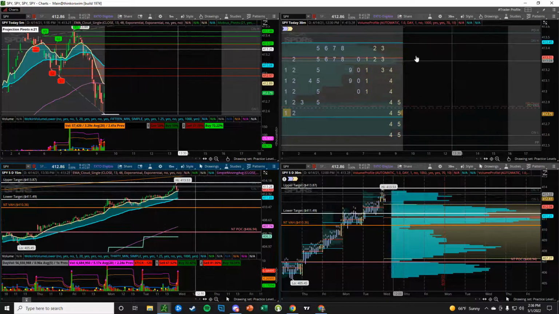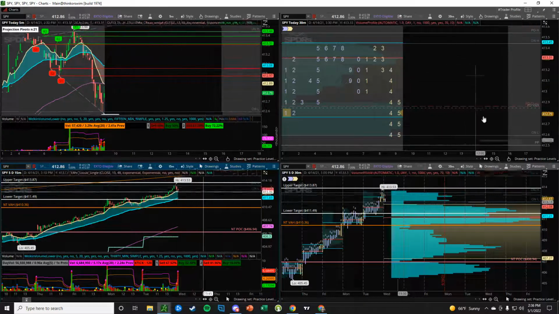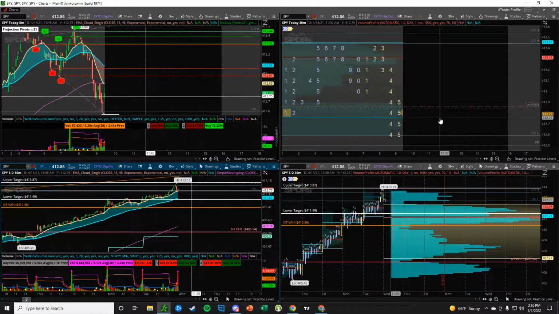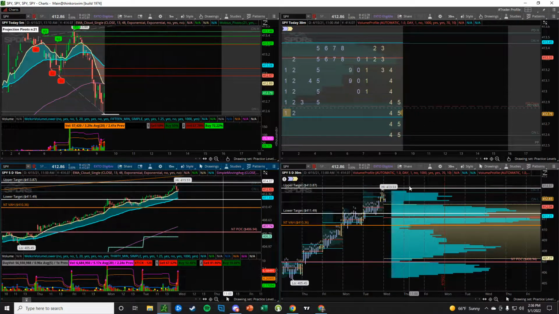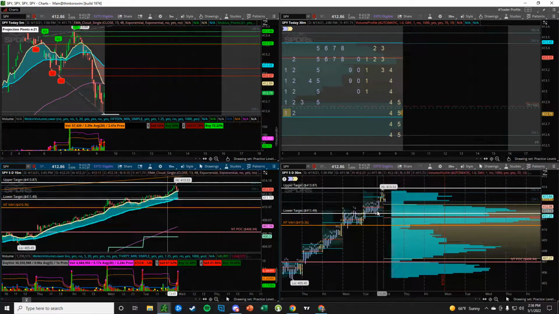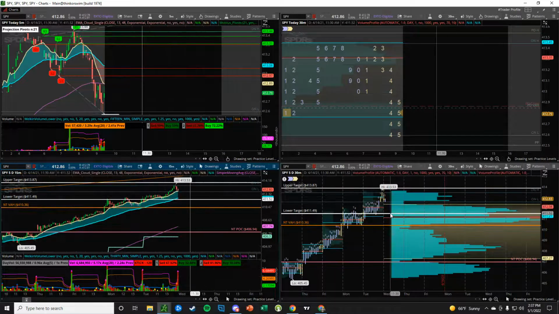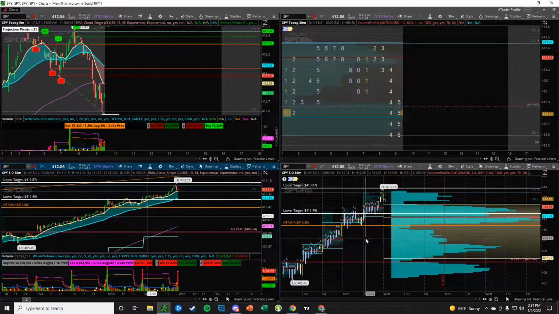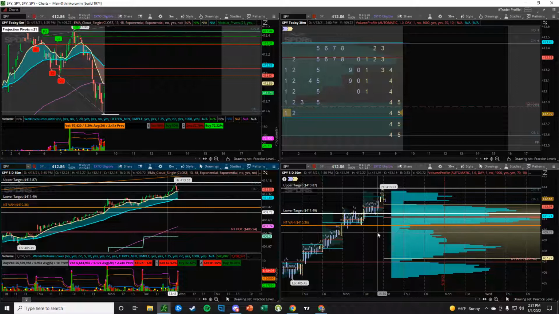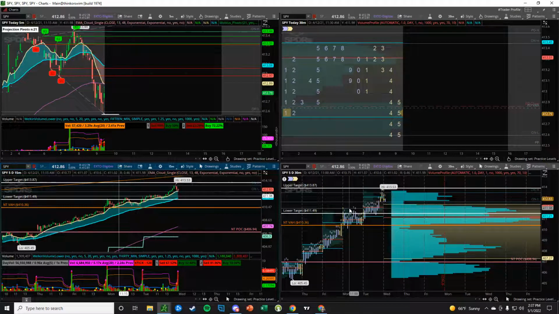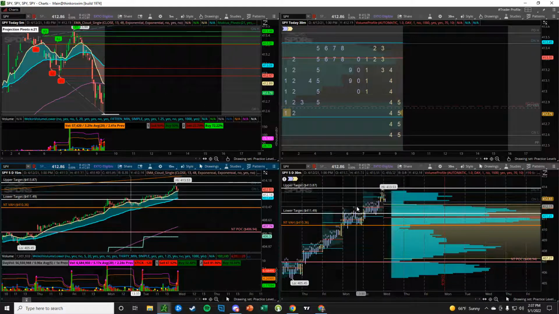Over here, we have our expanded monkey bars, which is going to give us TPO profile information as the day builds out. And then we have something new that I've just started messing around with. This used to be the corner that I used for my regular monkey bar chart. With my regular monkey bar chart, it was just the standard monkey bars, and the information that I got from it was pretty similar to what we're seeing here. But what this chart allows me to do is actually draw on it, which I couldn't do with the regular monkey bar charts.